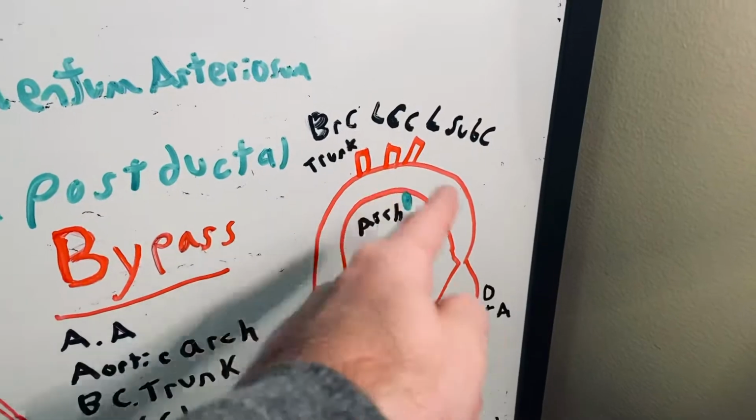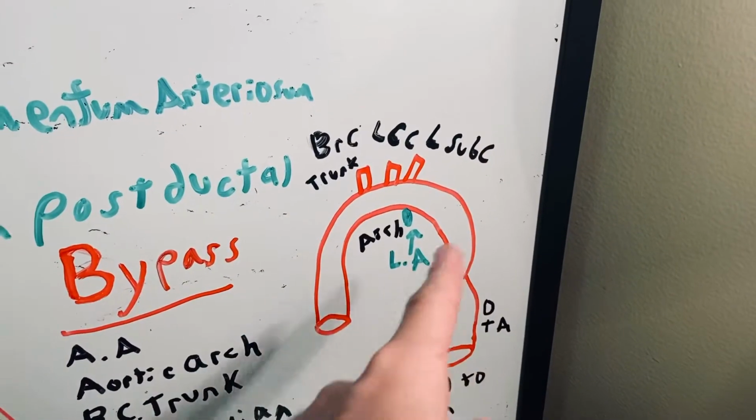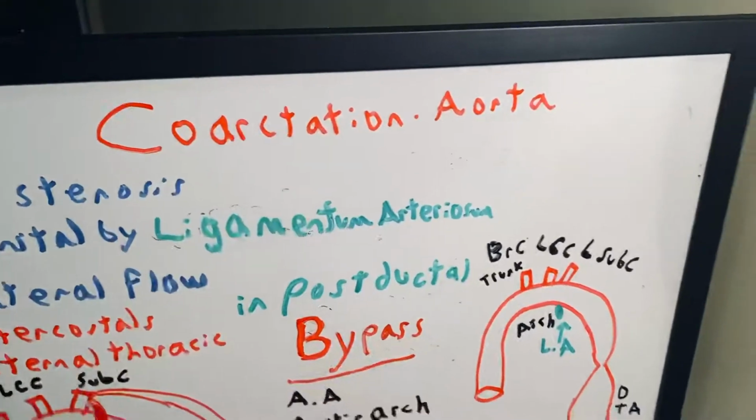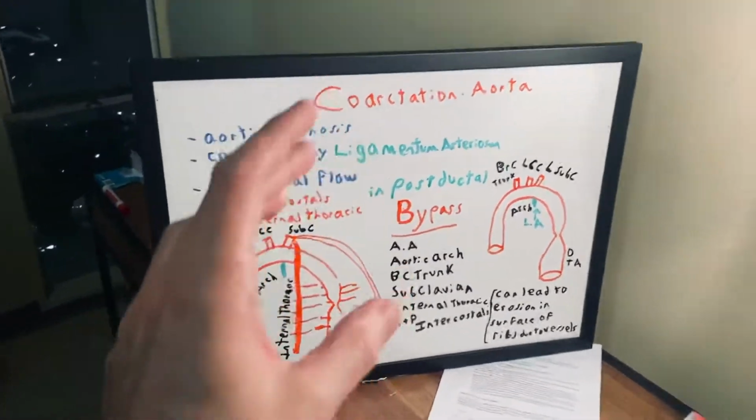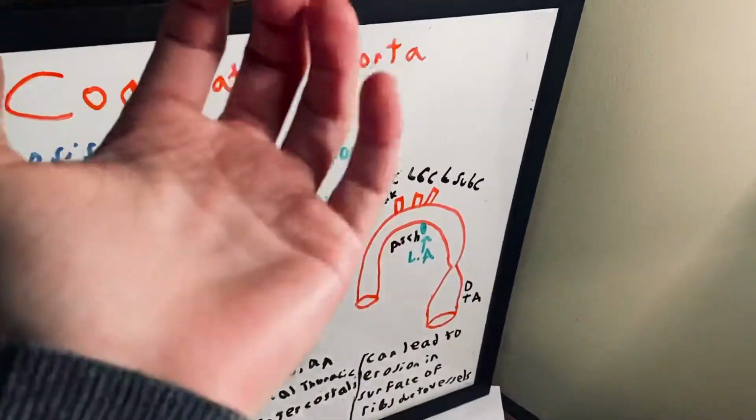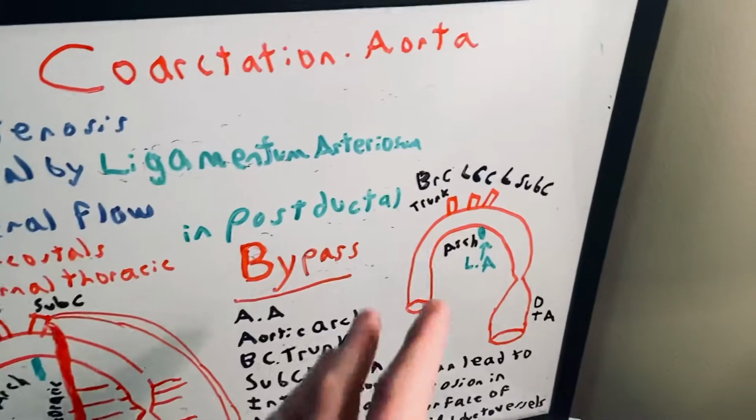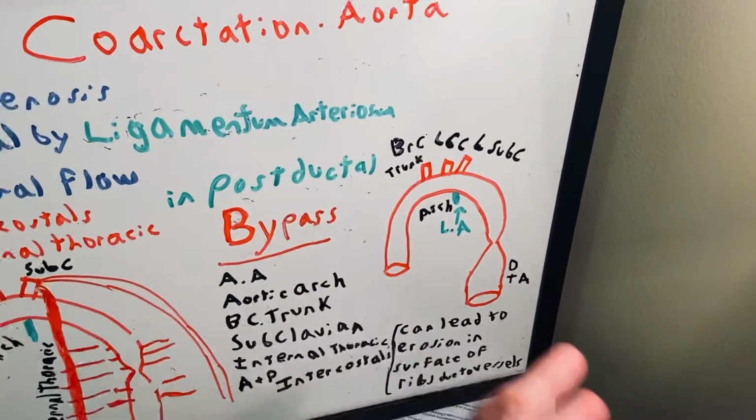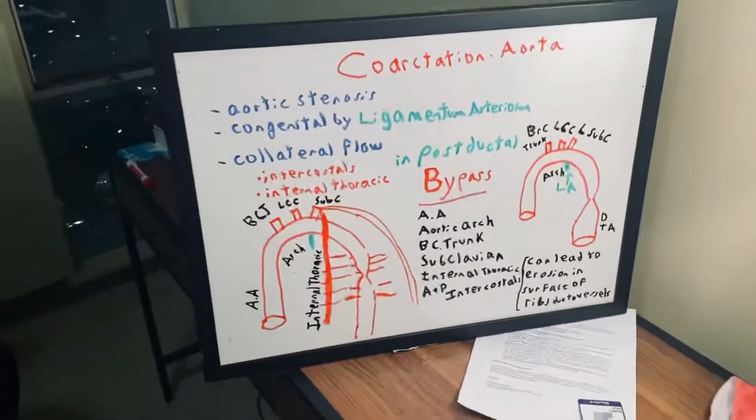Now, if it is distal to the ligamentum arteriosum, we will call this a postductal coarctation. And this is a good thing if this occurs because we are able to get blood past this blockage. We're still going to have a lot of problems and pressure changes, but we can at least get blood from our aorta to the rest of our body. How are we going to do this? That's the topic of today's video.